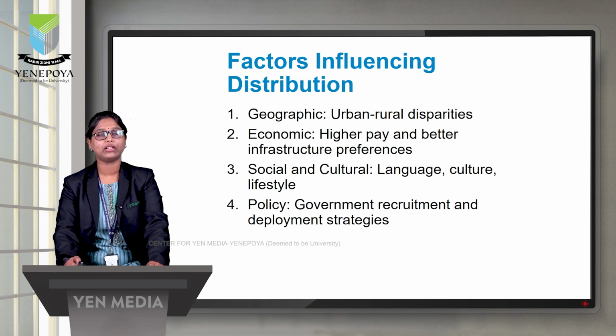Next, we are going to see what are the factors influencing the distribution. Distribution of manpower is shaped by geographical factors, that is, urban-rural disparities often lead to more staff in cities than villages. Next is economic factors. Professionals prefer areas with higher pay and better infrastructure, making people work much less in the rural areas. Next is social and cultural factors, that is, language, local culture and lifestyle can affect willingness to serve certain regions. Next is policy, that is, government recruitment, training and deployment strategies directly impact the workforce allocation.